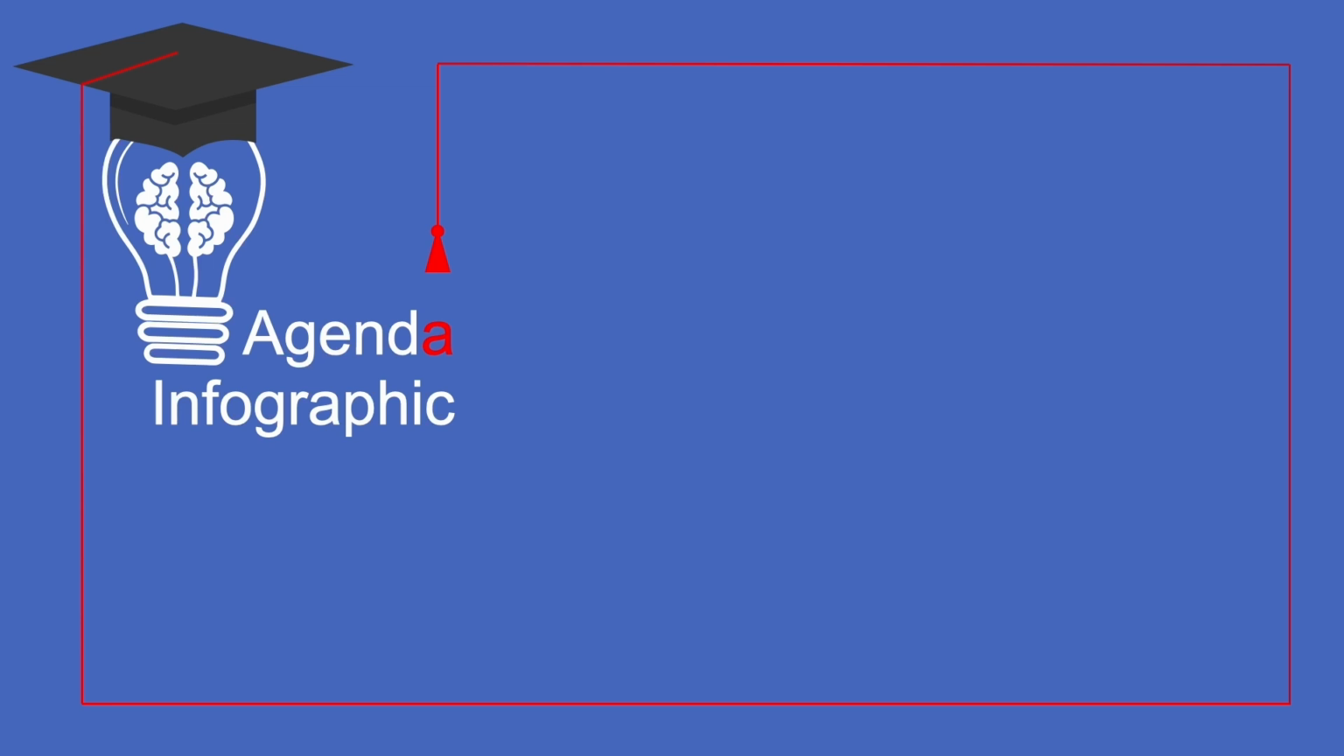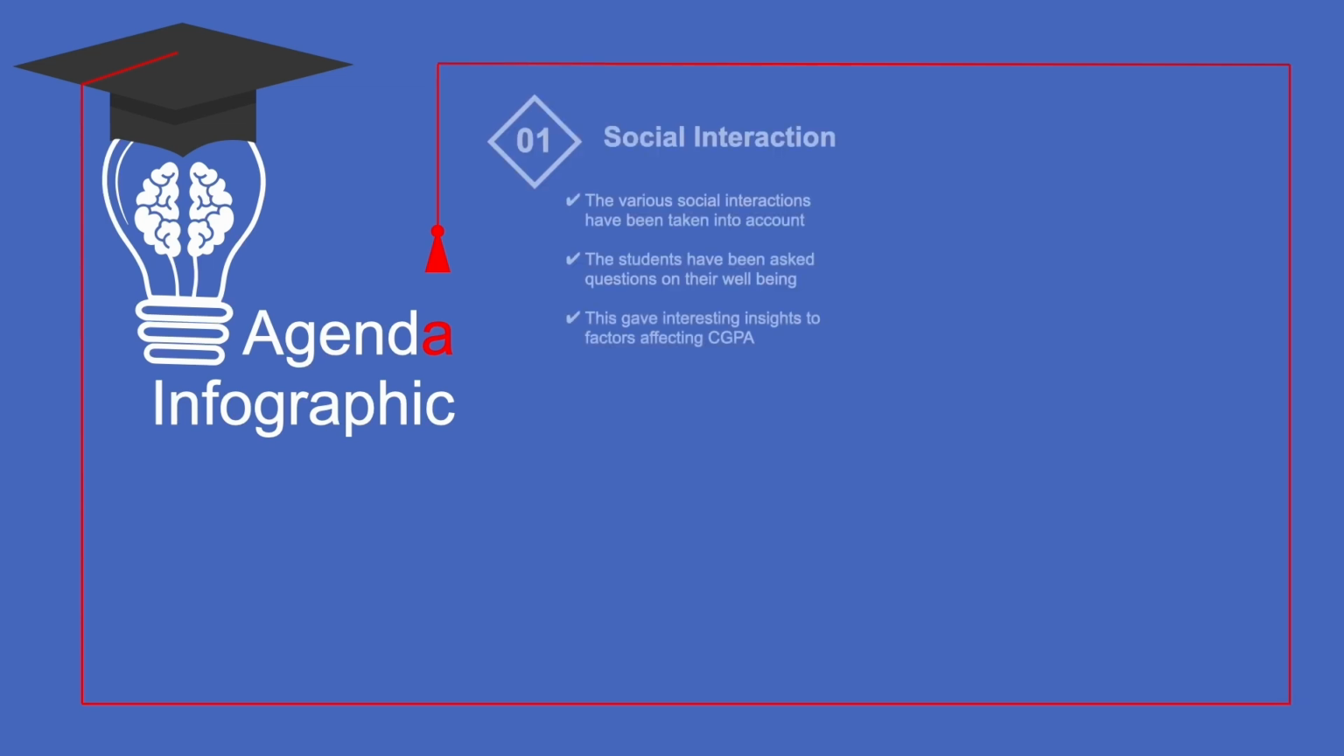Now we'll look into these features one by one. The first one is social interaction. The various social interactions have been taken into account. The students have been asked questions on their well-being. This gave interesting insights to factors affecting CGPA.